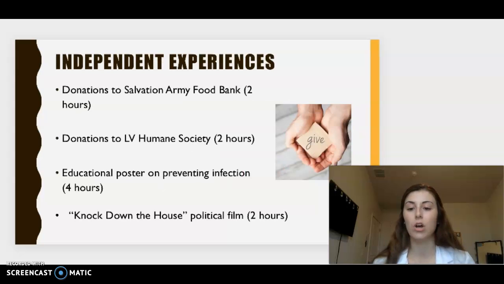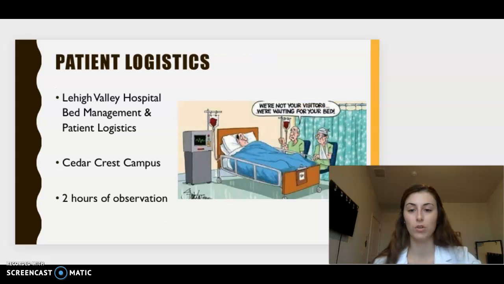So independent was a catch-all category. I did donations to the Salvation Army, food of course, the food bank, donations to the Humane Society, so treats, pet toys, blankets. I did an educational poster on preventing infection because I think that's very relevant right now with COVID-19. And then I did Knock Down the House, a political film about AOC. So this category met objectives 1, 2, 3, and 6, which is bringing in cumulative knowledge from previous courses, principles of ethics, communication, as well as making plans for personal and professional growth.